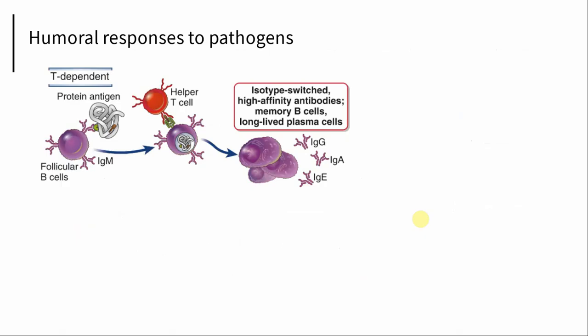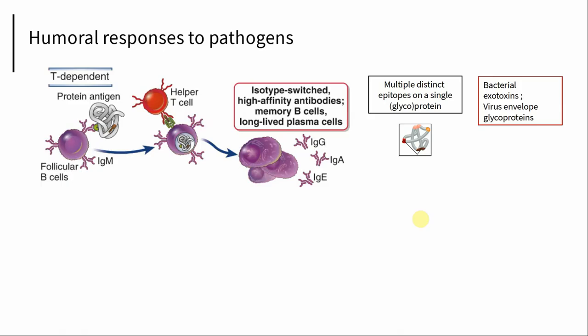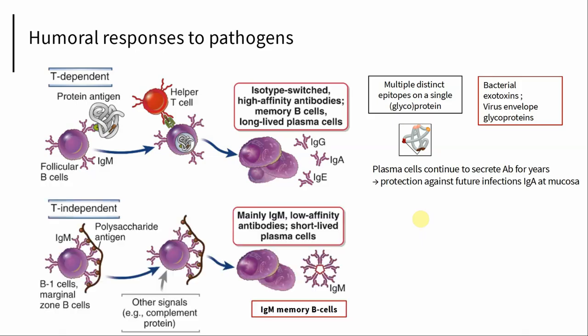Okay, 5, 6, 7 minutes on antibodies. There are 2 types of antibody responses to pathogens. T cell dependent, and here you get isotype switched, high affinity antibodies. The type of antigens involved in T dependent responses are individual pathogen proteins or glycoproteins, so you can have multiple epitopes on one single protein. Typically that will be bacterial exotoxins or a virus envelope glycoprotein. After this differentiation of B cells into long-lived plasma cells, they can continue to secrete antibody for years. This is your serological immune memory, and that's what's going to protect you from future infections, especially secreted IgA.